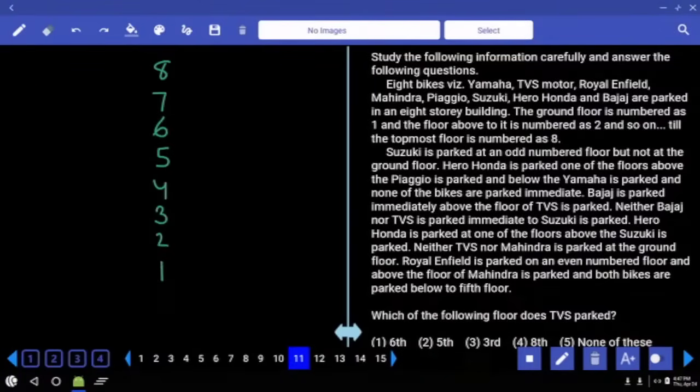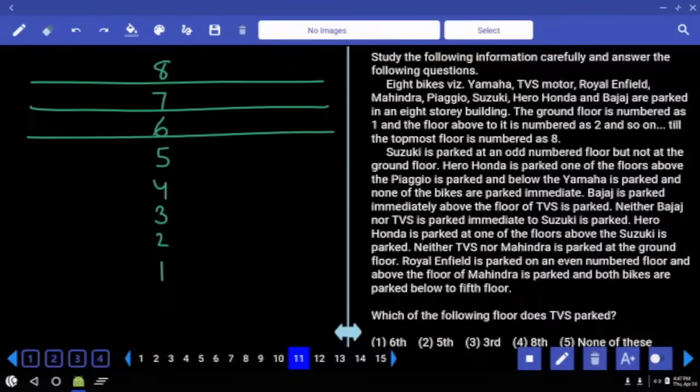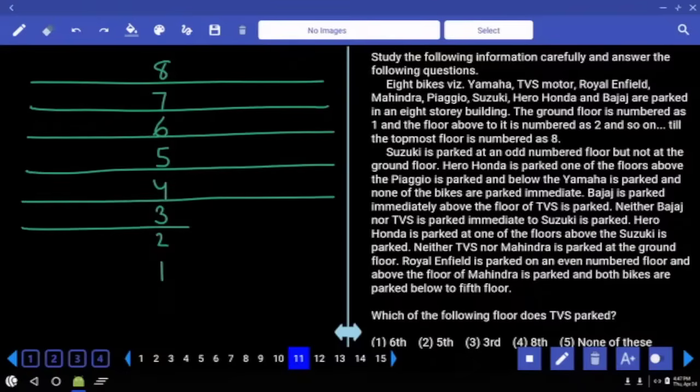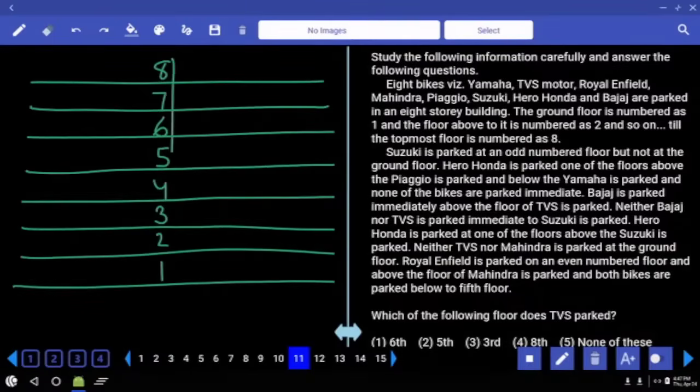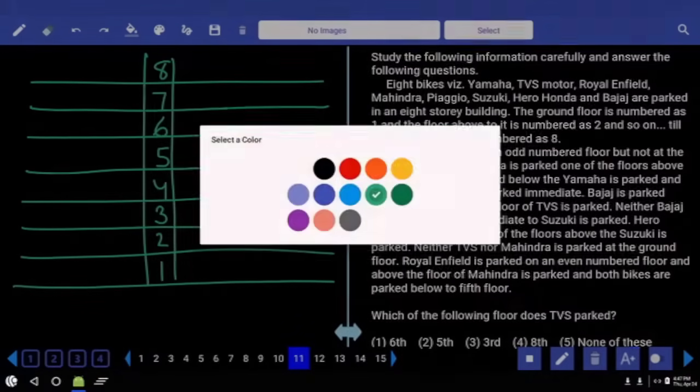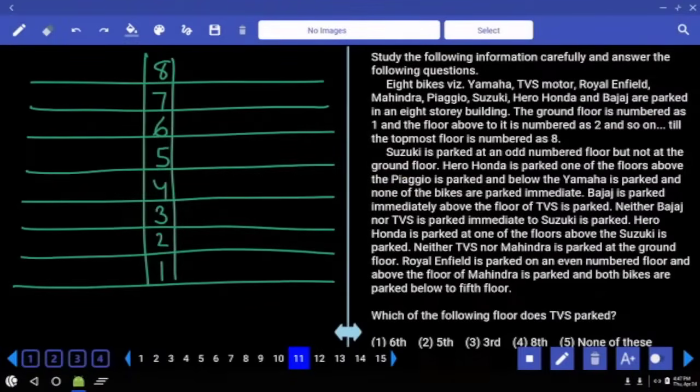Now these are the 8 persons we have. Then coming to condition number 1. Now in this 8 we have, 5, 4, 3, 2, and 1. Now Suzuki is parked at an odd number but not at the ground floor. Suzuki odd number but not on the ground floor. Can we have Suzuki on the 3rd floor or not? Or can we have Suzuki on the 5th floor or not? Or at the 7th floor? How many possibilities? 3 different possibilities.